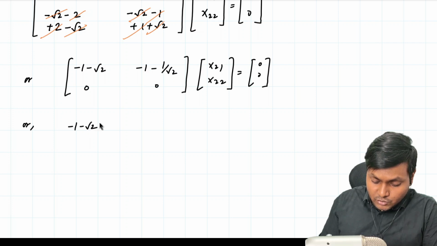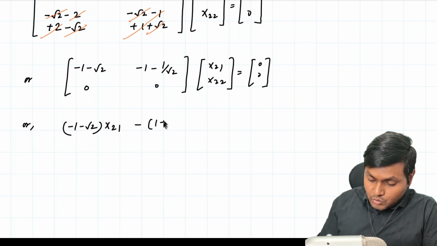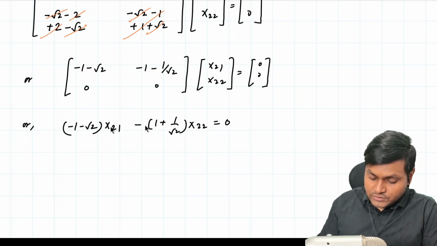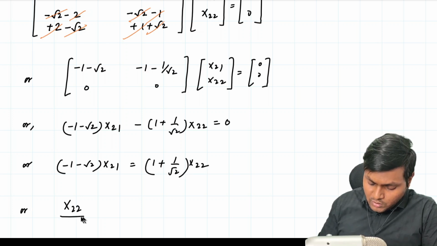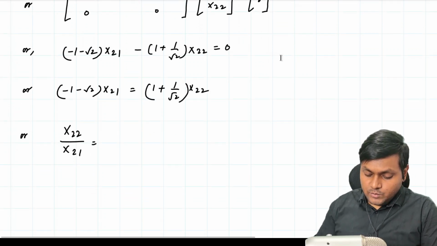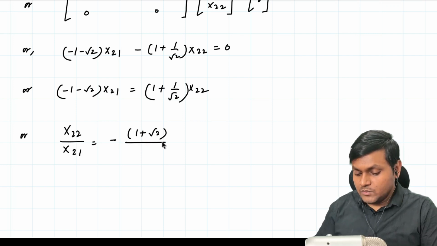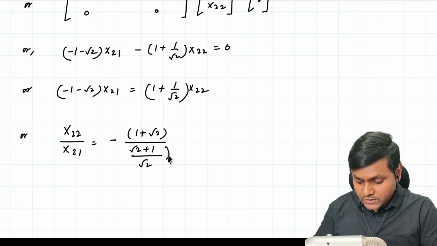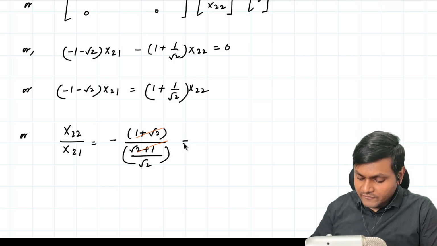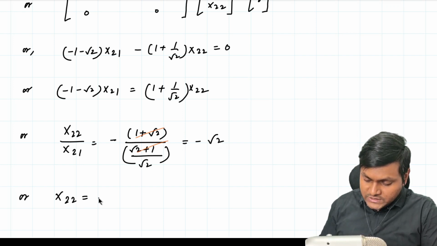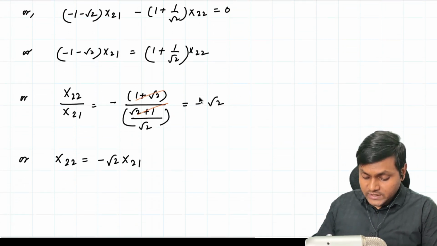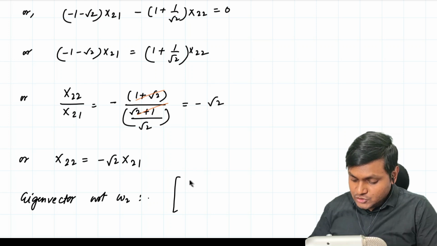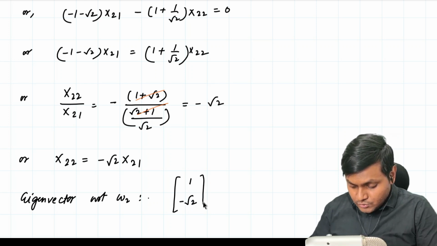So this is minus 1 minus root 2 x21 minus 1 plus 1 upon root 2 x22 is equal to 0, or this simply becomes minus 1 minus root 2 x21 is equal to 1 plus 1 upon root 2 x22. So x22 upon x21 is quite simply minus 1 plus root 2 divided by root 2 and root 2 plus 1. So this gets cancelled out and we are left with minus root 2. So finally we have x22 is equal to minus root 2 x21. If this is the eigenvector corresponding to omega 2, then one of the eigenvectors, if x21 is equal to 1, is that x22 is just minus root 2.